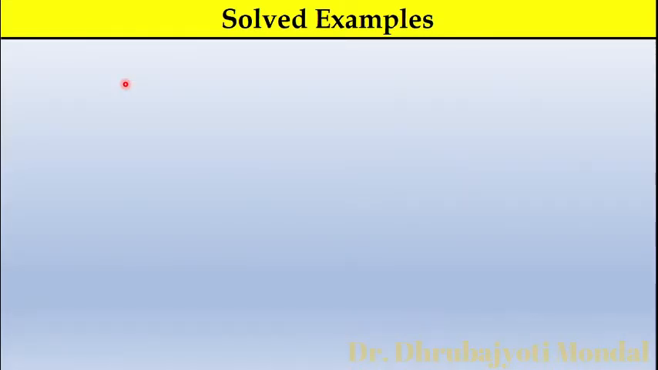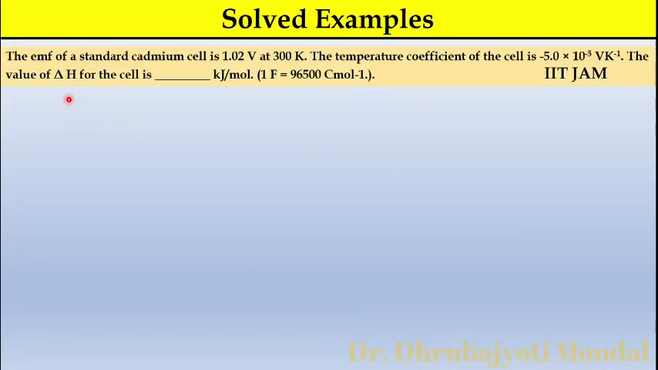Next problem. The EMF of a standard cadmium cell is 1.02 volt at 300 Kelvin. The temperature coefficient for the cell is minus 5 into 10 to the minus 5 volt per Kelvin. The value of delta H for the cell is, fill in the gap, in kilojoule per mole. 1F is equal to 96500 coulomb per mole.